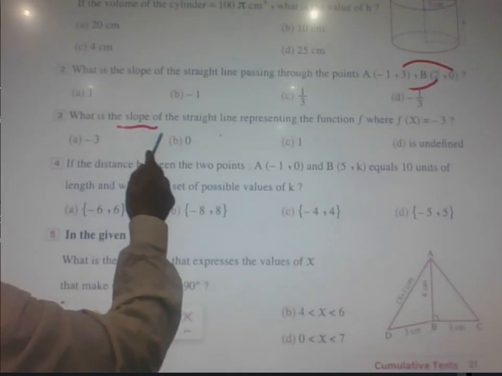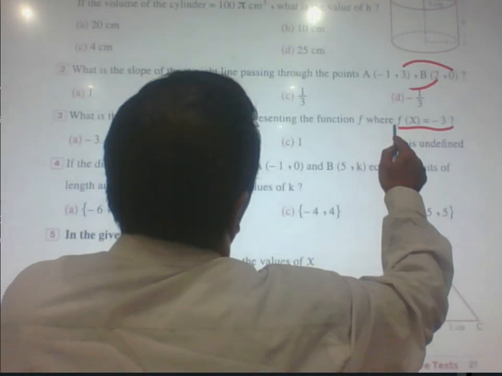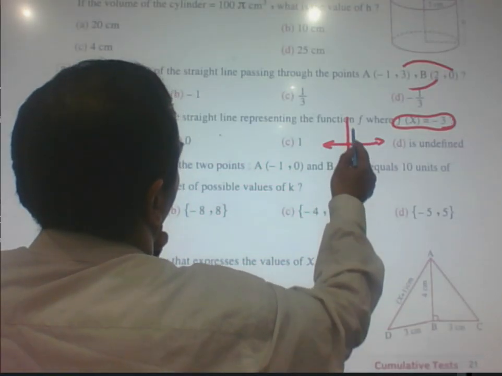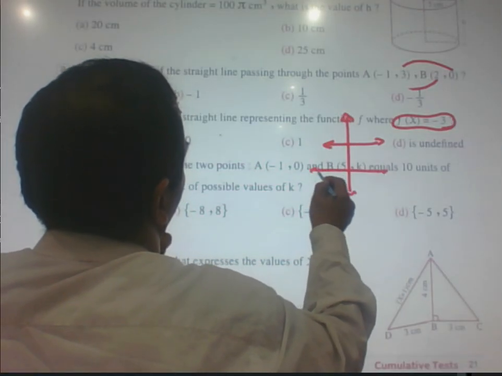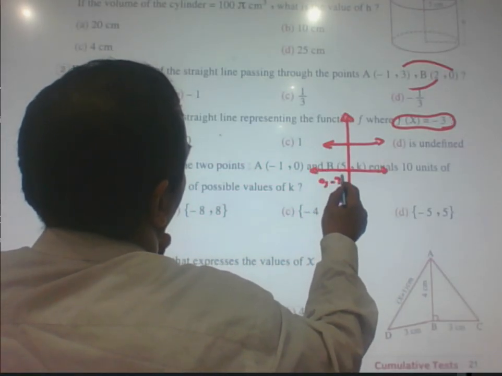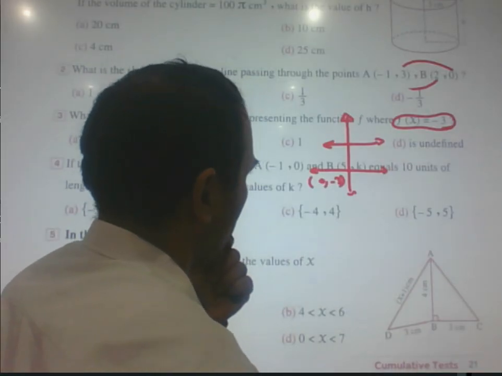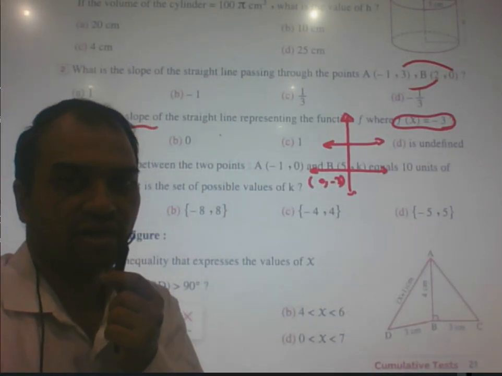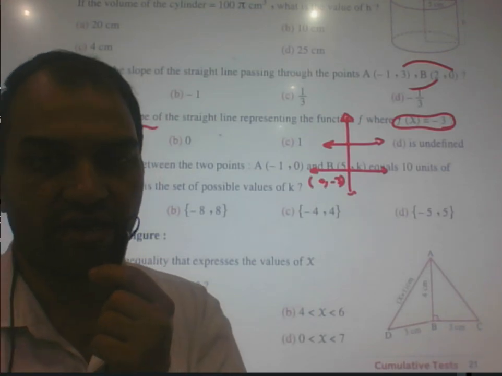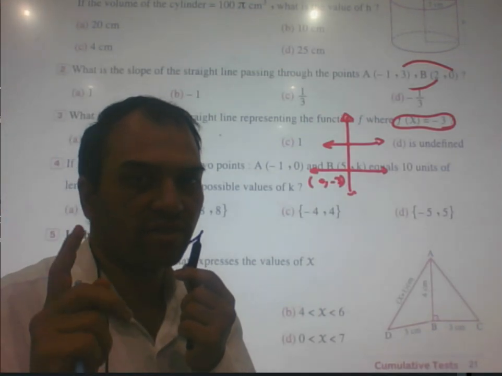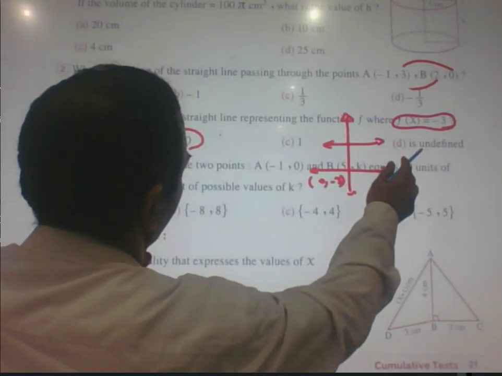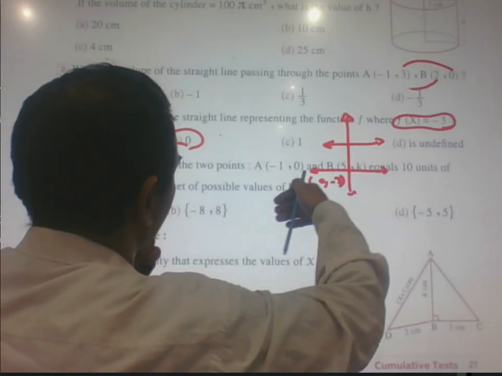What is the slope of the straight line of the function f of x equals negative 3? F of x equals negative 3 means the straight line passing through the points (2, negative 3) and (0, negative 3) and parallel to the x-axis. If the straight line is parallel to the x-axis, then the slope will be 0. And if the straight line is parallel to the y-axis, the slope will be undefined. So in the example here, the slope will be 0. It is undefined when the line is parallel to the y-axis.